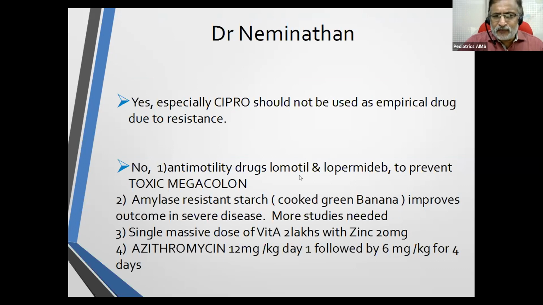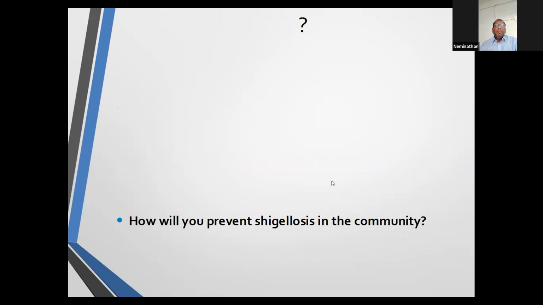So you won't give any other drugs like Lomotil or Loperamide, and you preserve. But you would like to start azithromycin. Which antibiotic will you start for this patient? Yeah, preferably azithromycin at a little higher dose: on day one, 12 milligram per kg, followed by azithromycin 6 milligram per kg for the next 4 days.